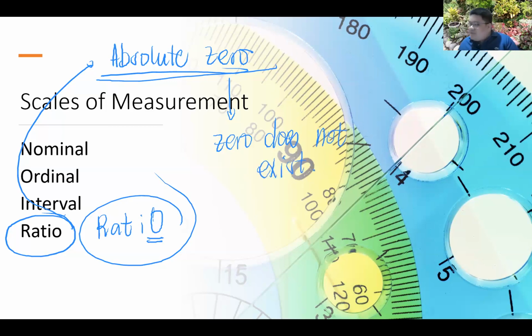A very good example of the data in the ratio scale is your temperature in terms of Kelvin. Pag sinabi ko, class, na 0 Kelvin, you will be unable to feel anything. That's the lowest recorded temperature on Earth, your 0 Kelvin. That's why it's considered to be the ratio scale.